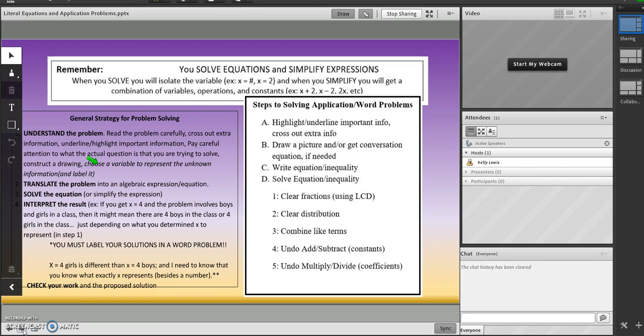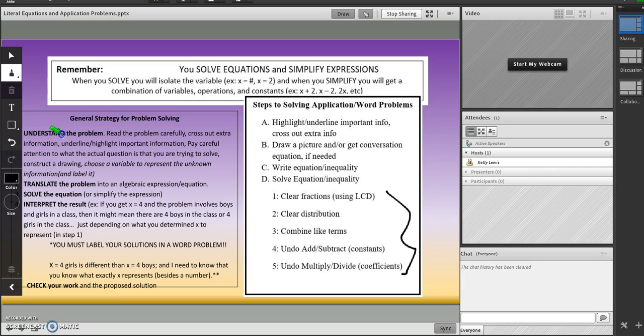All right. So for word problems, application problems, I have a couple of different steps, whichever you want to follow. I like to highlight, underline important information, and cross out extra info. Then I like to draw a picture, and maybe I need a formula or a conversion equation. And then I write an equation or inequality if I need it, and then I solve it. And then we use the same steps as we did before.